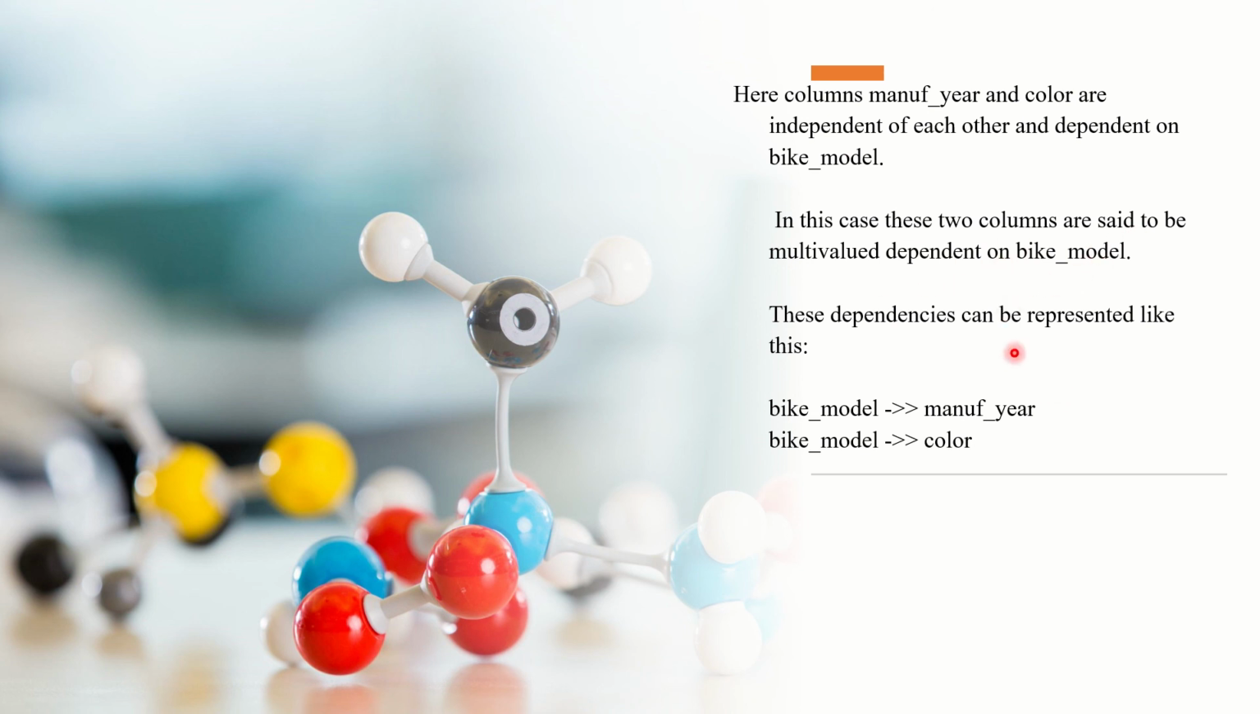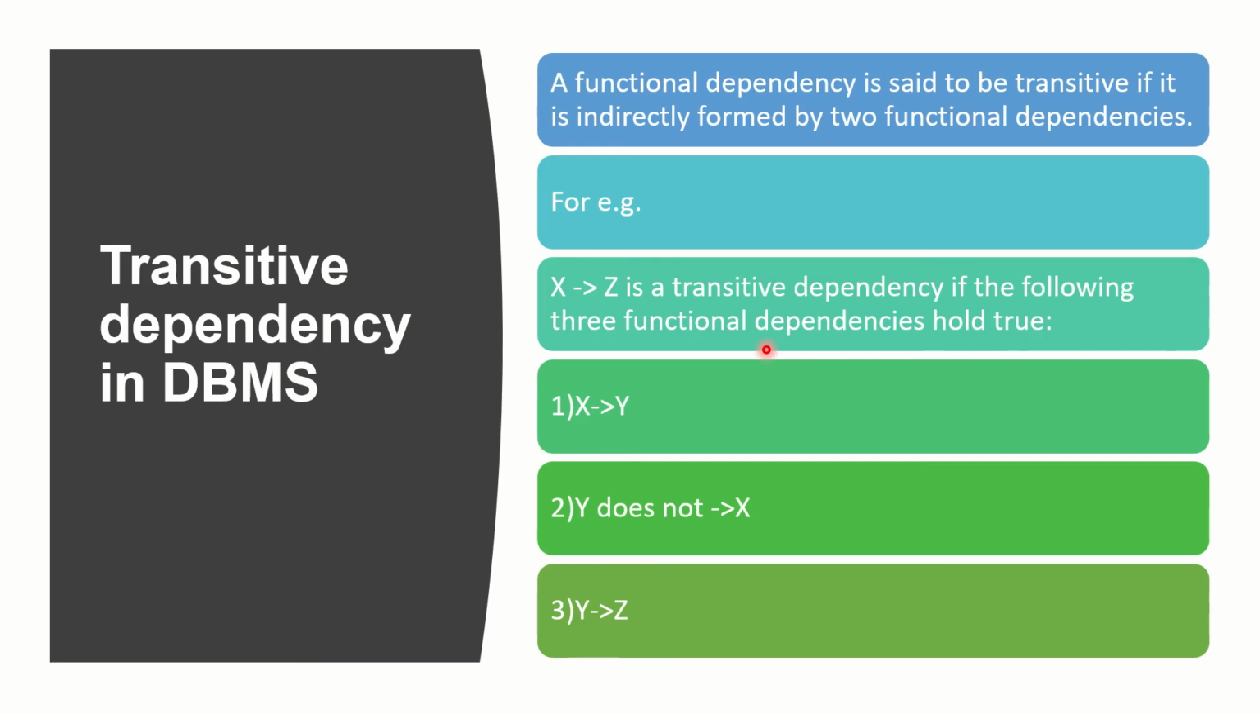Okay, so the multi-value dependencies are represented by this symbol. So here we can say that bike model multi-determines manufacturing year, and bike model multi-determines the color. So that is the meaning of multi-value dependency.